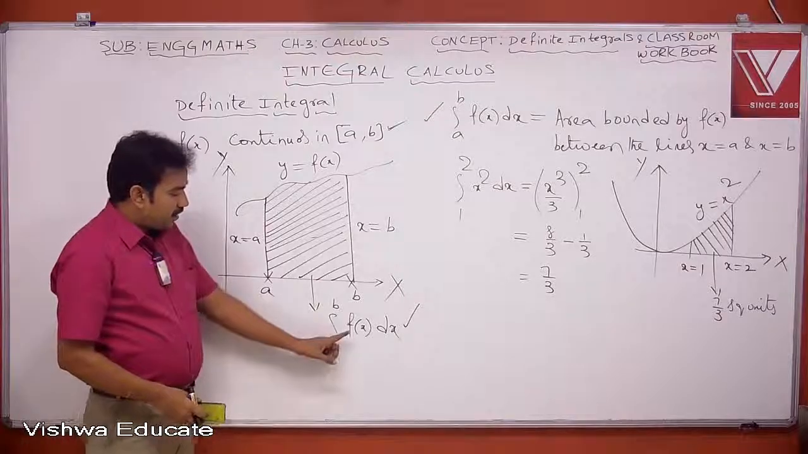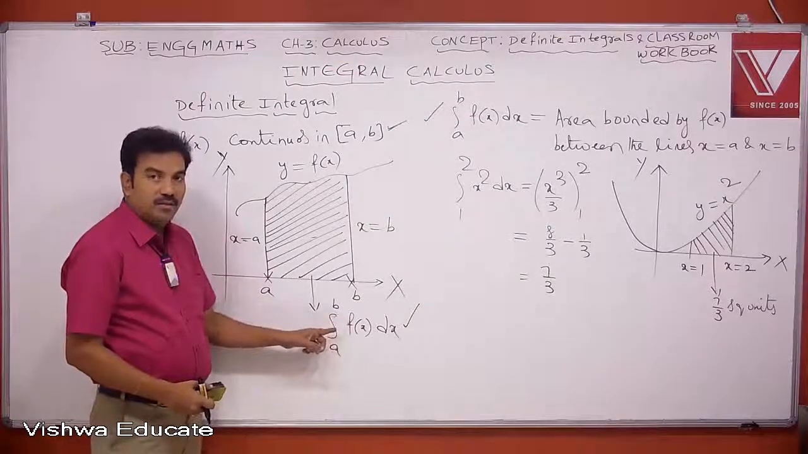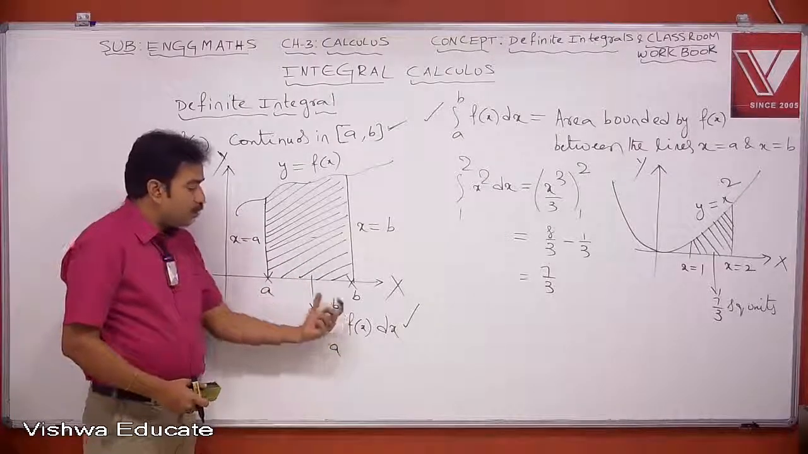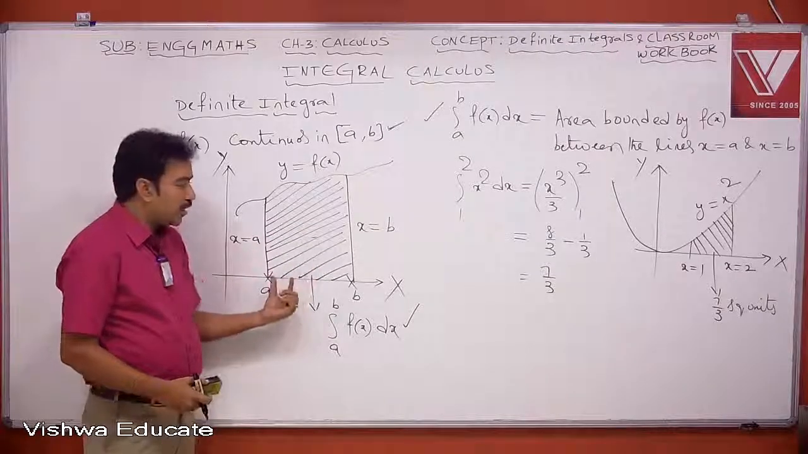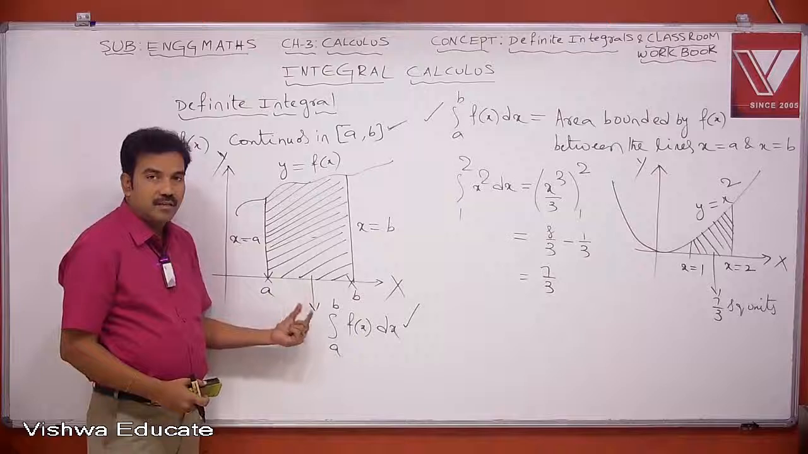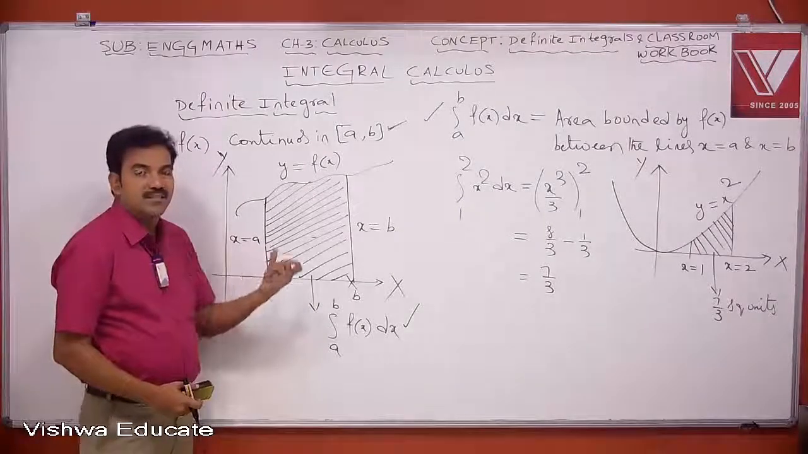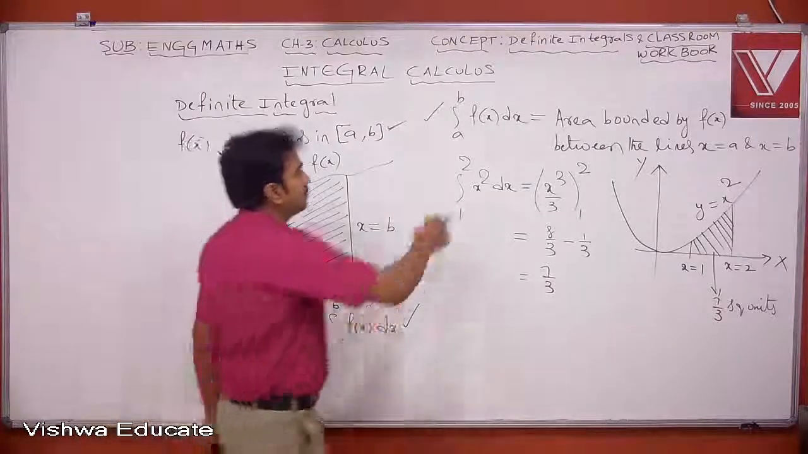Now, as we discussed, it gives area bounded by f of x between the lines x equal to a and x equal to b. Now, practically, it may not be simple to evaluate this directly by drawing the graph. So, therefore, in order to evaluate these different integrals, we have some properties. And before discussing properties, let us discuss few definitions to get these definite integrals.